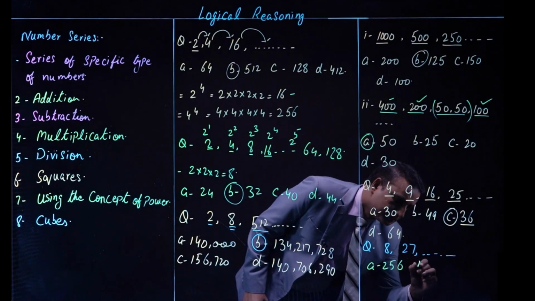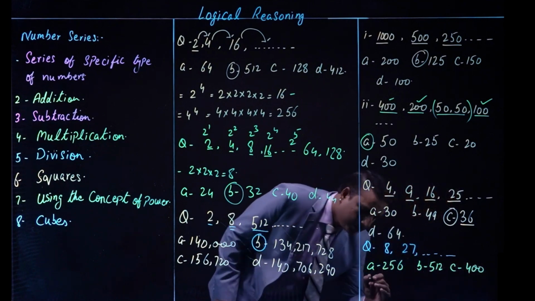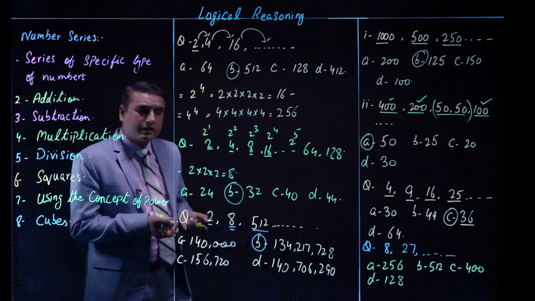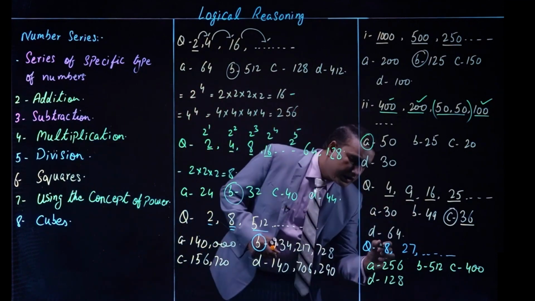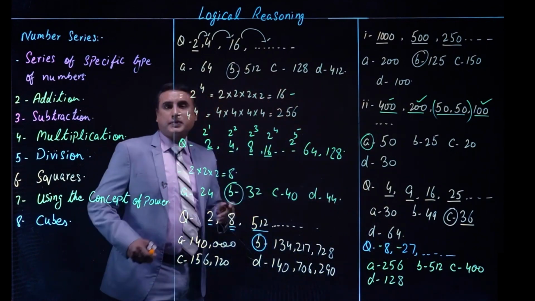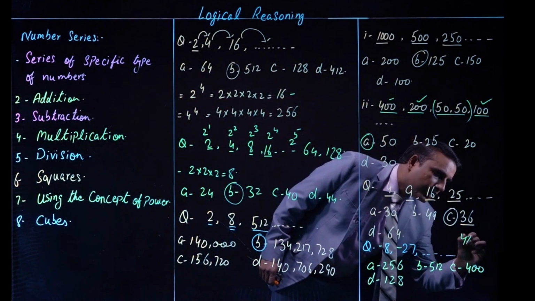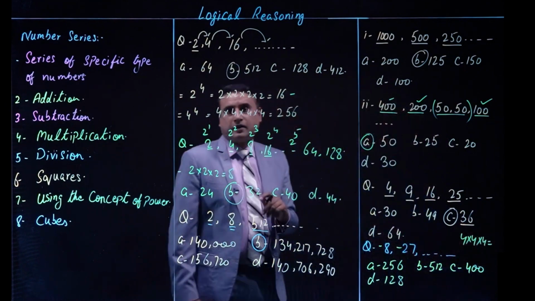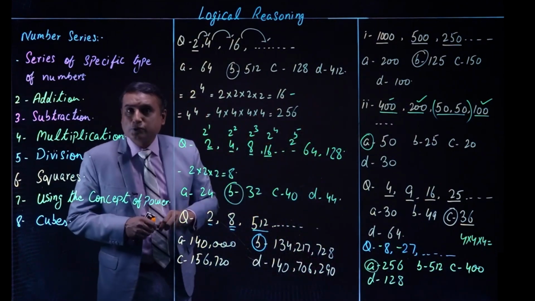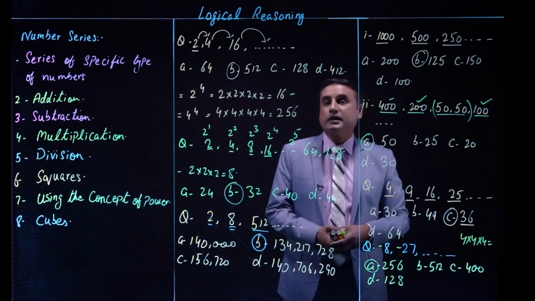256, beta 512, Charlie 400 and delta 128. So how will you get it? This is simply a matter of cubes. 8 is the cube of 2, 27 is the cube of 3, and in the next place we need the cube of 4. Cube of 4 means 4 into 4 into 4, so what will that be? Obviously that will be 256. So our right option in this regard will be option alpha.